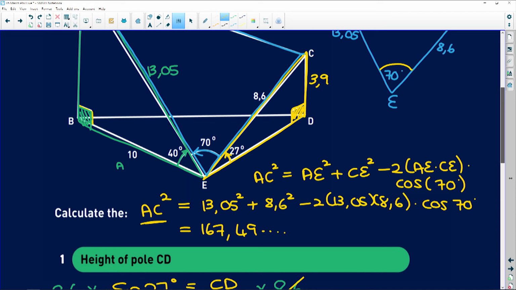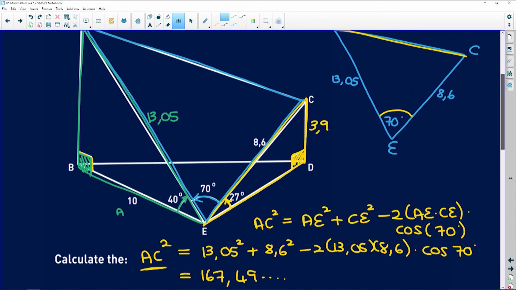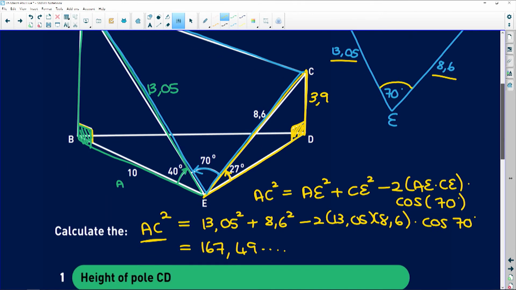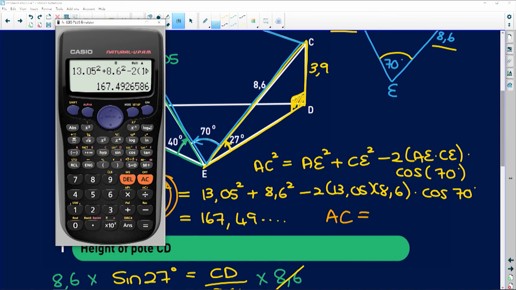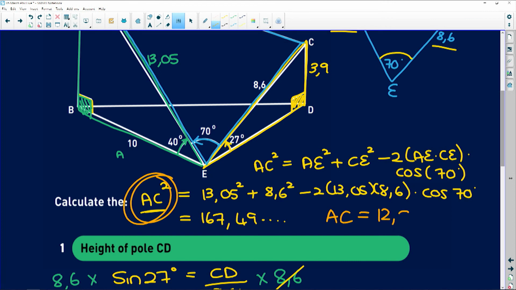Okay, and if you look at it, that number looks pretty big. We've got a 13, an 8, and now we've found 167. Well, if it looks too big, that's because you've forgotten that's AC squared. So if we want to find AC, we need to square root that answer. So while the answer is still in the calculator, you can literally just say AC square root of answer, and you will get 12,94.